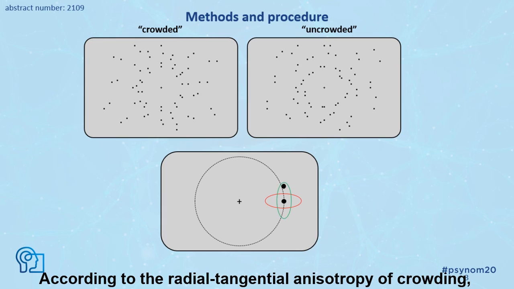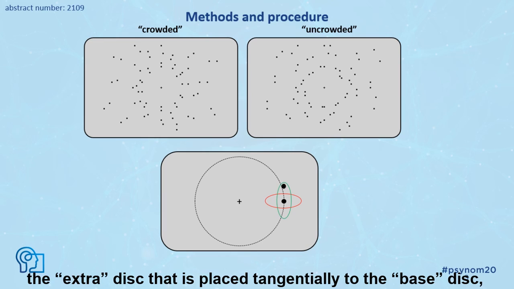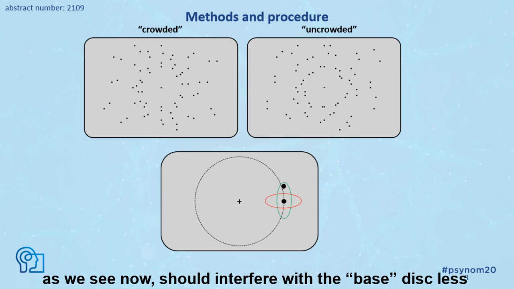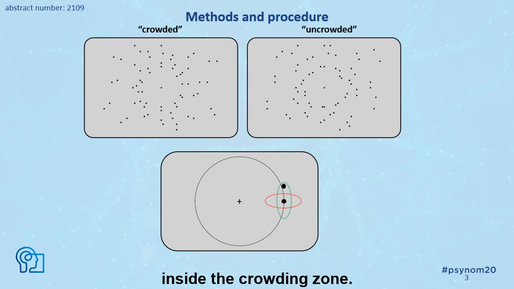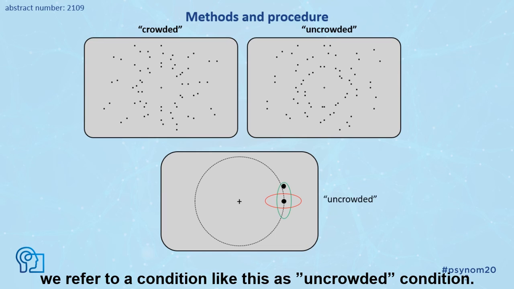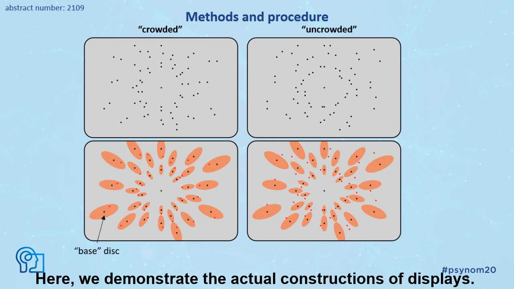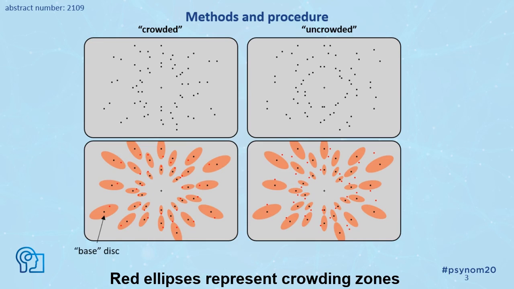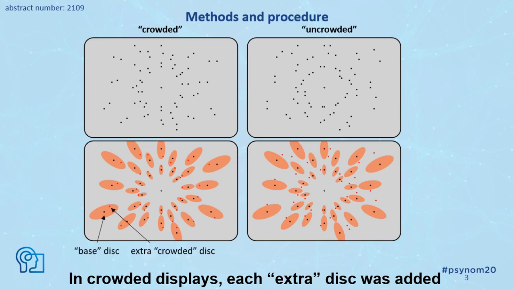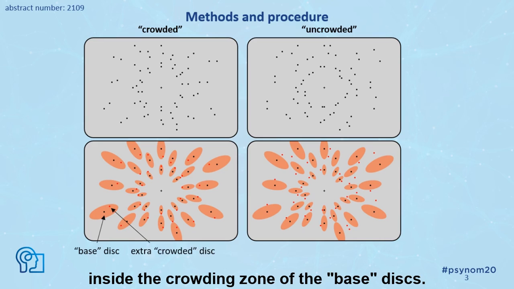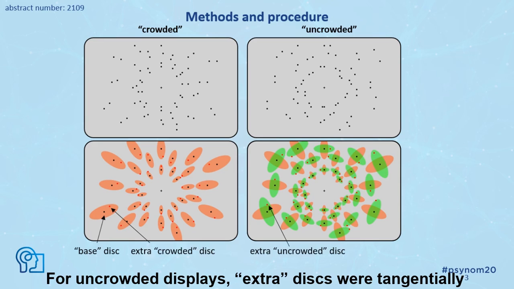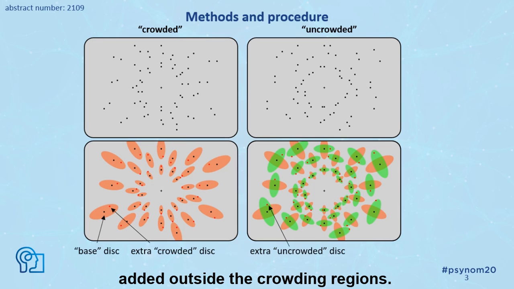According to the radiotangential anisotropy of crowding, the extra disk that is placed tangentially to the base disk, as we see now, should interfere with the base disk less than when the extra disk were placed radially inside the crowding zone. Therefore, we refer to a condition like this as uncrowded condition. Here we demonstrate the actual constructions of displays. Red ellipses represent crowding zones of the corresponding base disks. In crowded displays, each extra disk was added inside the crowding zone of the base disks. For uncrowded displays, extra disks were tangentially added outside the crowding regions.